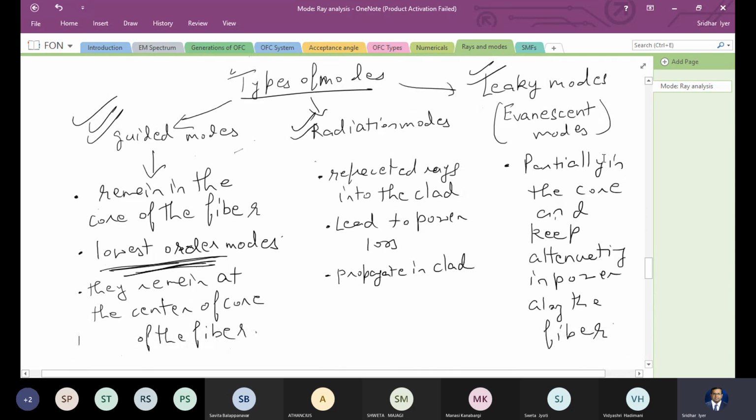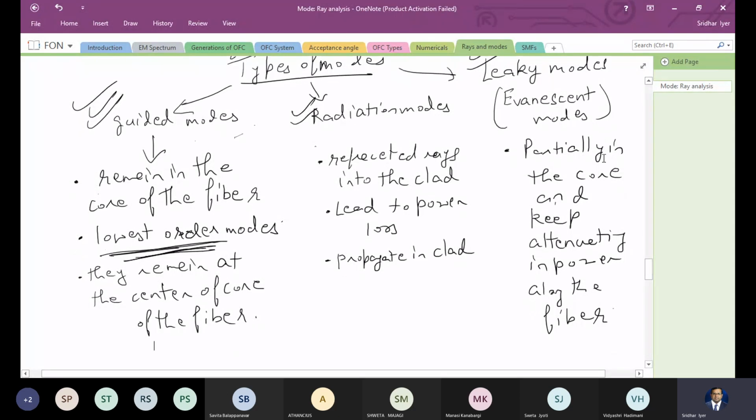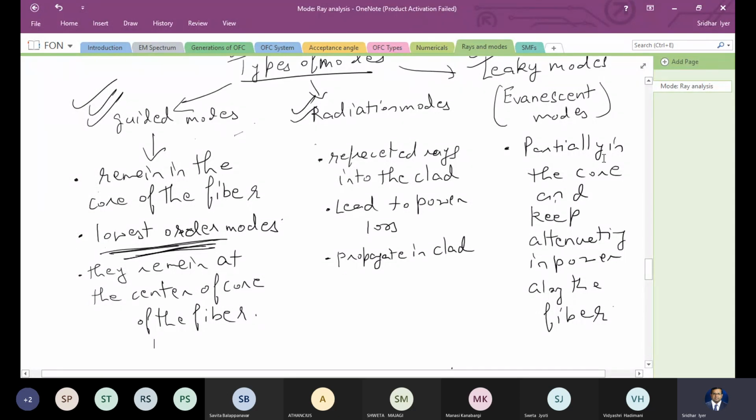So based on this, you can have three types of modes: the guided mode, radiation mode, or the leaky mode. We want the modes to be only guided so that the light remains in the fiber, and usually the guided modes will always be the lowest order modes, and they will be at the center of the fiber.